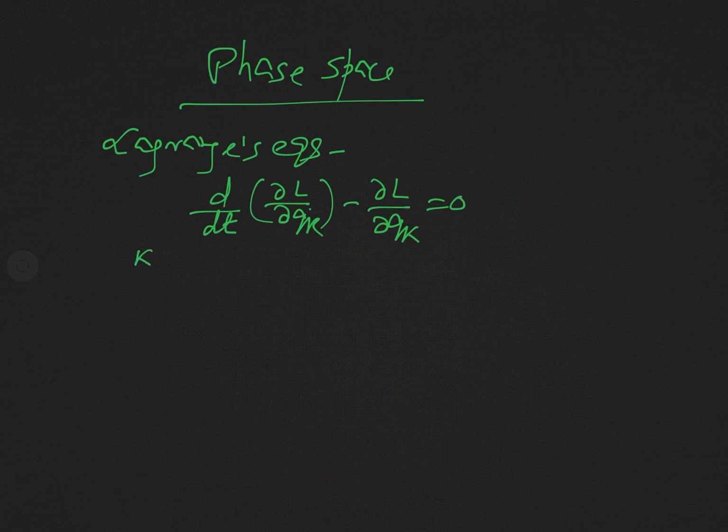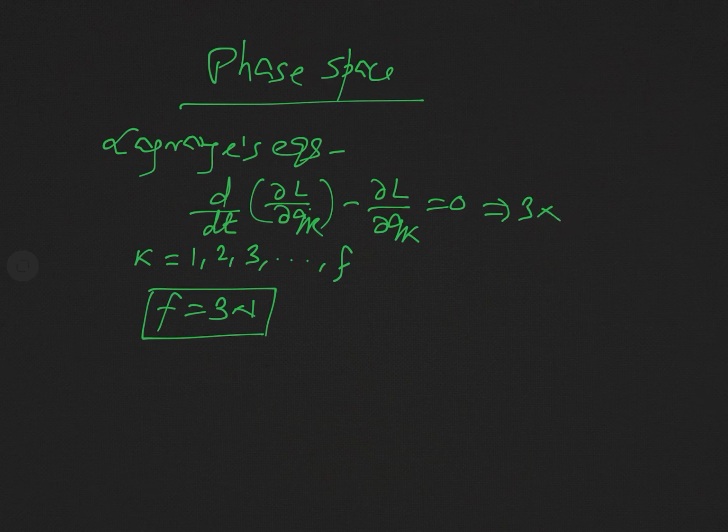And here the subscript k means what? k is 1, 2, 3, and so on up to f, where f is the degree of freedom. And if the system is not acted upon by any constraint and the system contains n particles, then f is simply 3n. So you can see that this equation represents 3n equations in the absence of holonomic constraints. And at the same time, you may see that this is a second order differential equation.